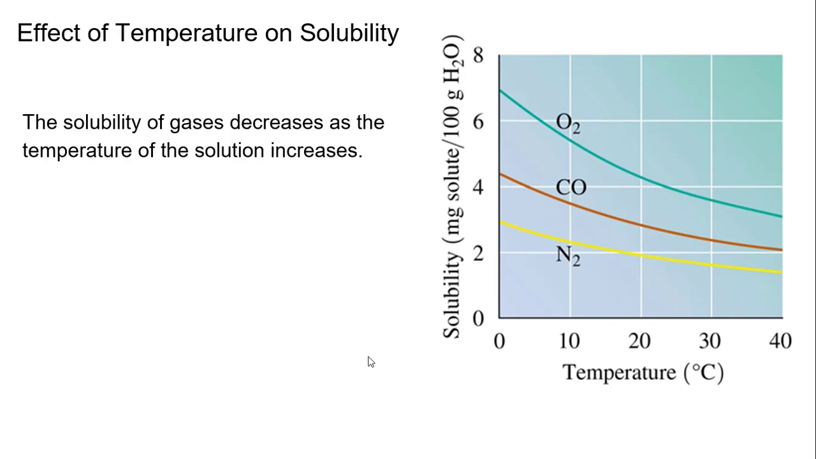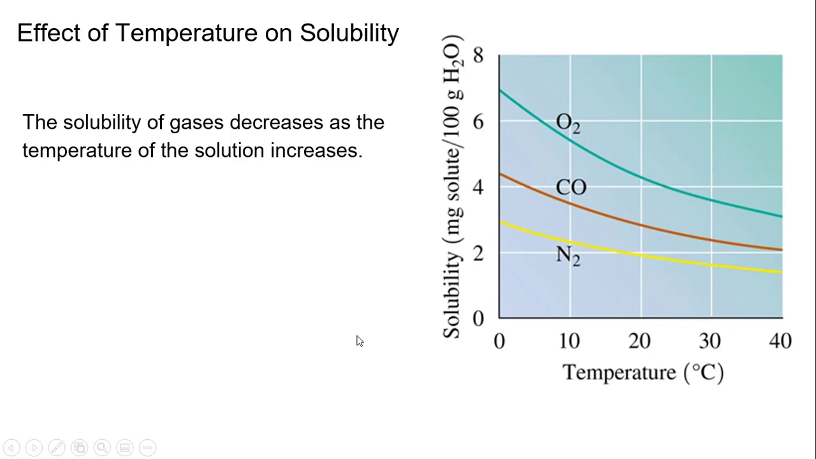Okay, so let's take a look at gases. Gases are the opposite. These are going down. So you can see they start at 0 and the solubility starts going down, down, down as the temperature goes up. So solubility for oxygen is approximately 7.5, let's say. And by the time you get to 40, the solubility is less than 4 milligrams per 100 grams. And it's the same for all of these.